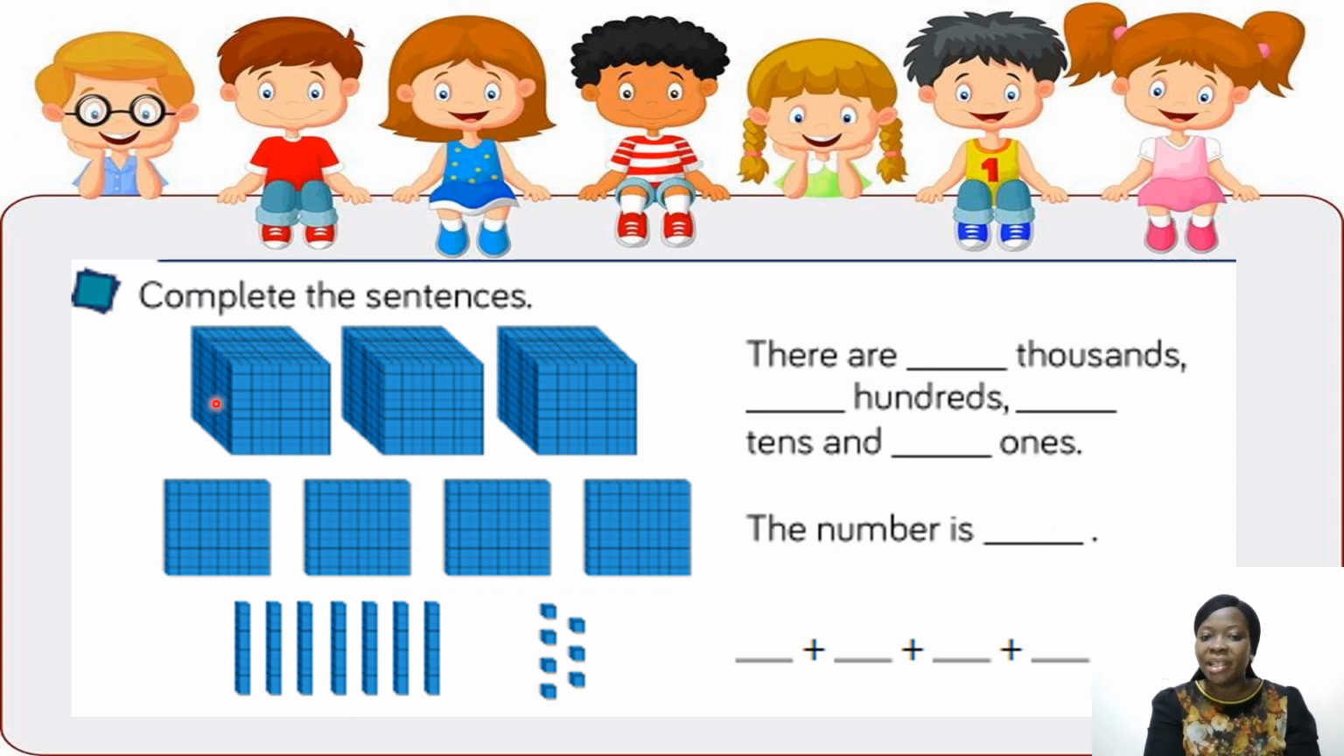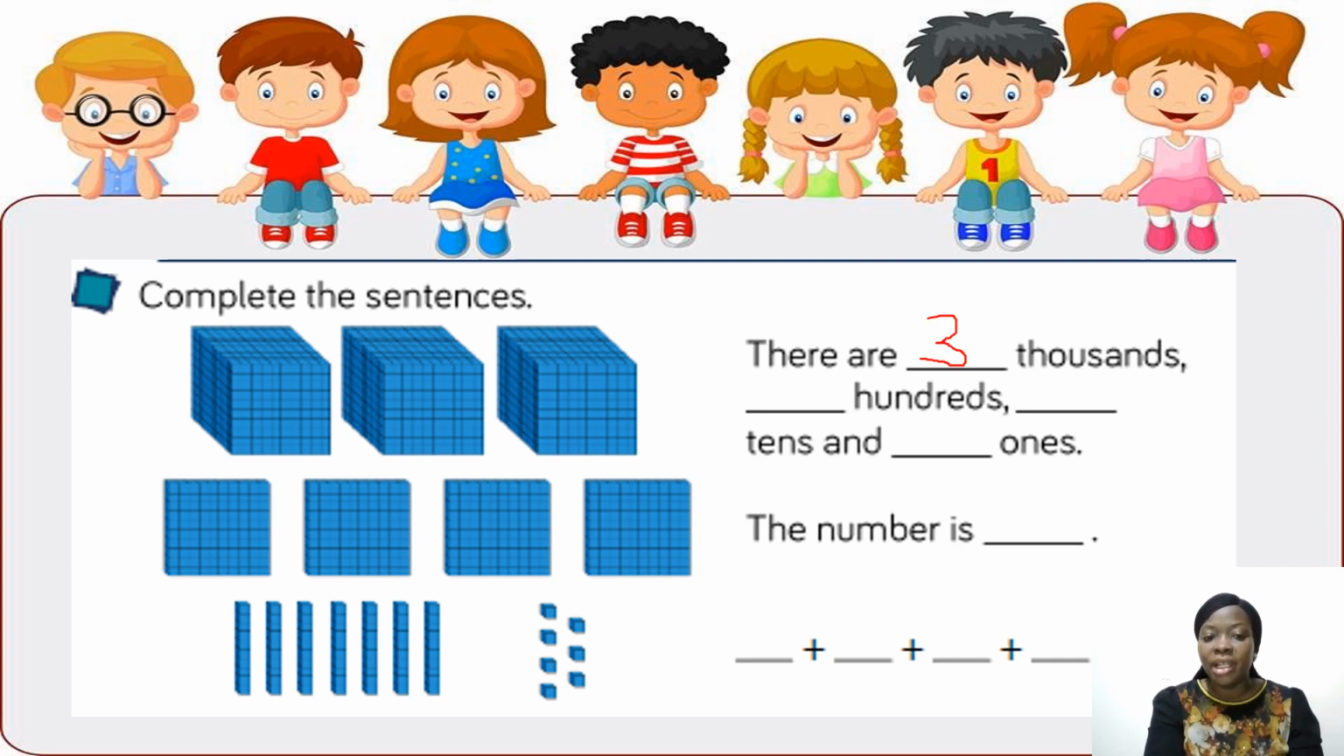It says complete the sentences. What can you see? What do these three big cubes represent? What does the second cube represent, the one in the second row? And what does the last one represent? Now these very big cubes represent thousands. And how many are they? There are three of them. 1, 2, 3. So there are 3,000s.